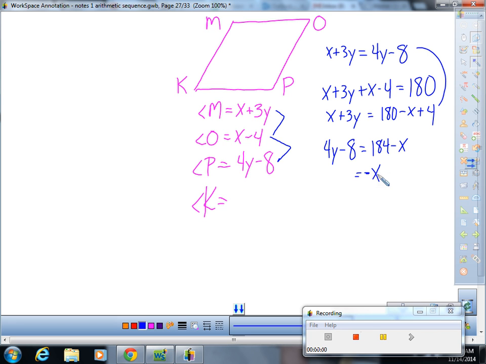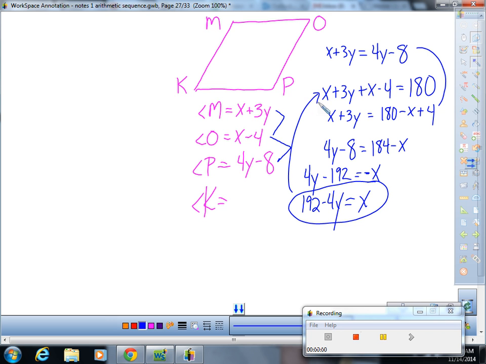So negative x is equal to 4y minus 192. So x is 192 minus 4y. Okay, we've just solved for x in terms of y. There were so many different ways you could do that, honestly. But now that we have this piece of information, we'll go back and plug it into the equation we didn't use.